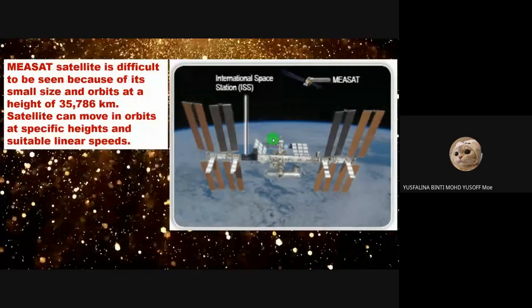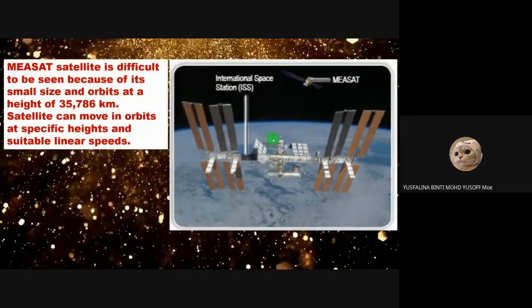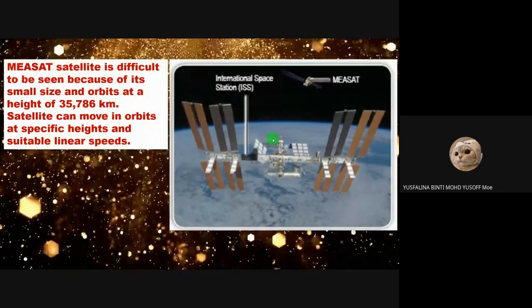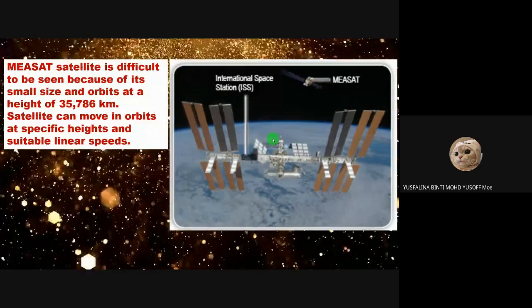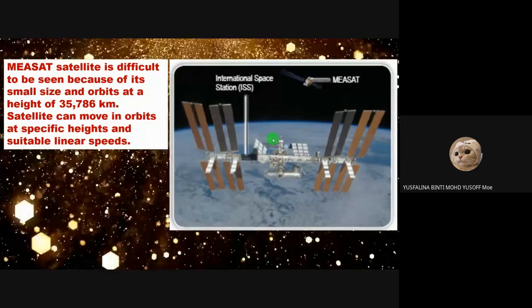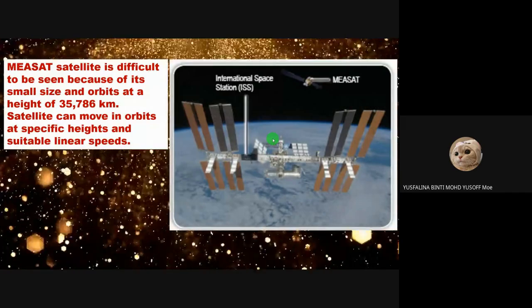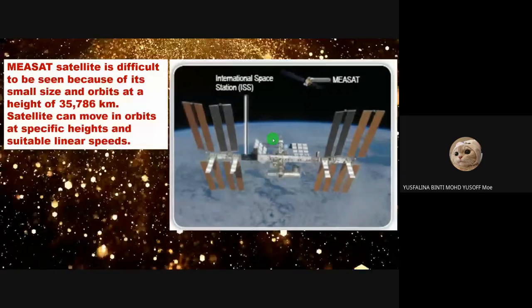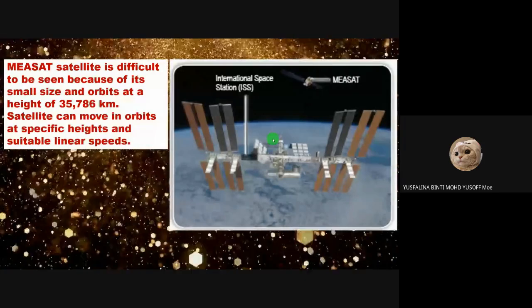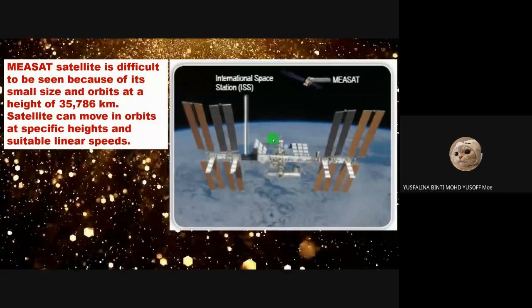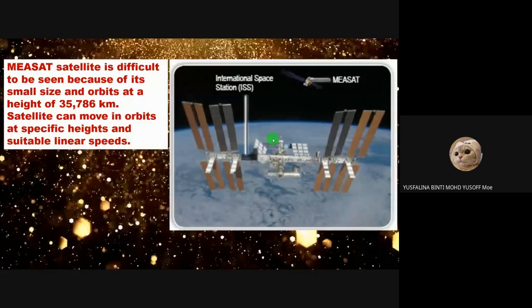For the MEASAT satellite, it's difficult for us to see because of its small size, and its orbit is at a height of 35,786 kilometers. So this one is much higher than the ISS, right? A satellite can move in orbit at a specific height and a suitable linear speed.